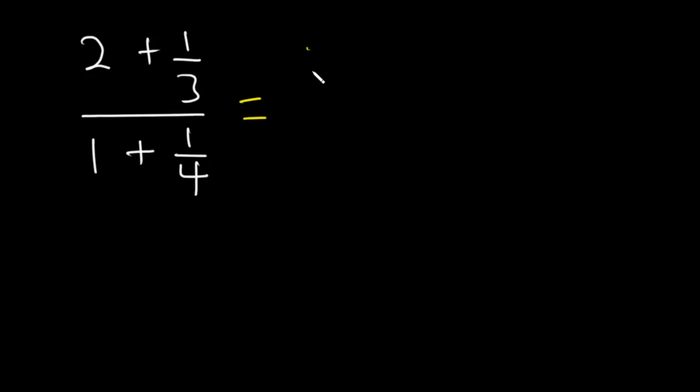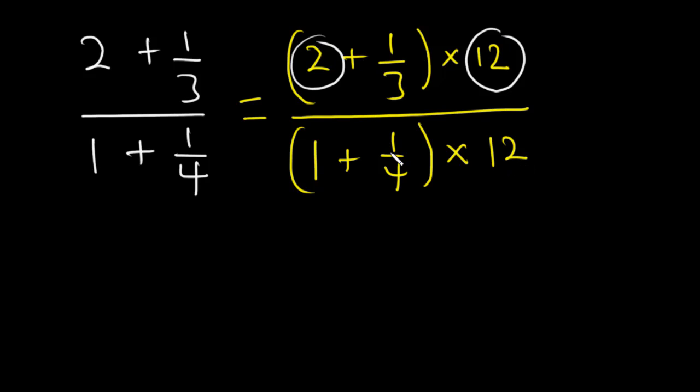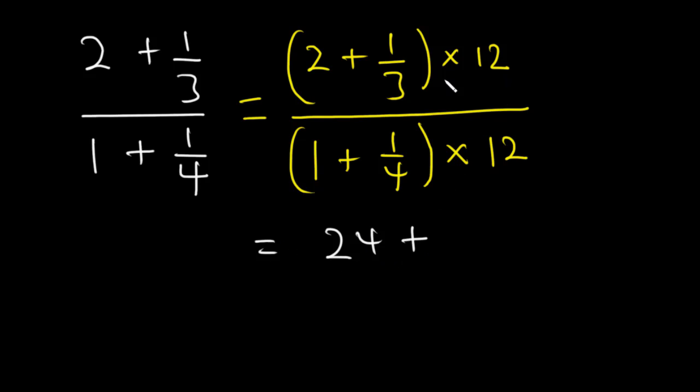So it's going to be 2 plus 1 over 3 times 12 divided by 1 plus 1 over 4 times 12. Now 12 times 2 is 24. And then 12 times 1 over 3 is 4, because 3 goes into 12 4 times. 12 times 1 is 12. And then 12 times 1 over 4 is 3, because 4 times 3 is 12.